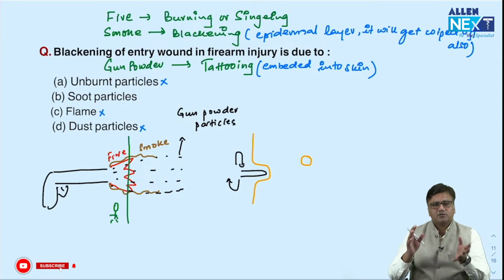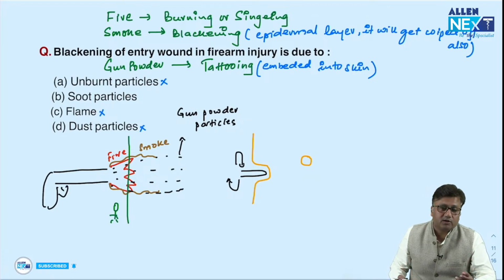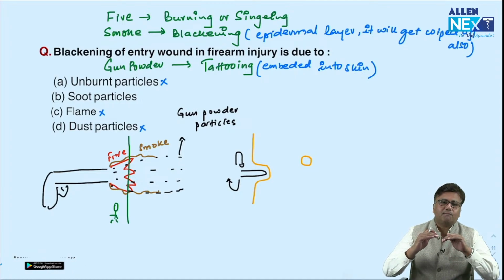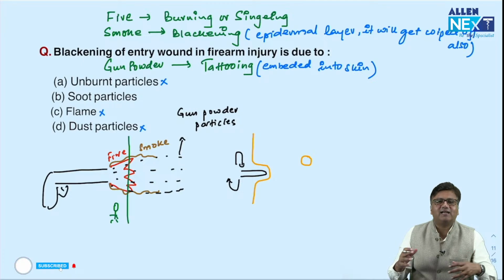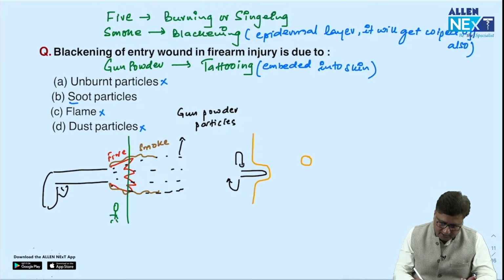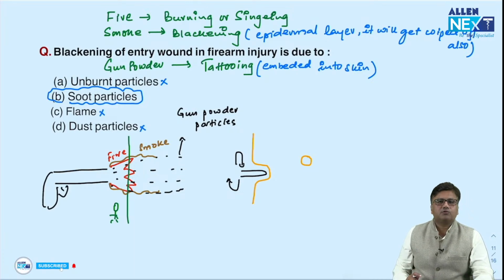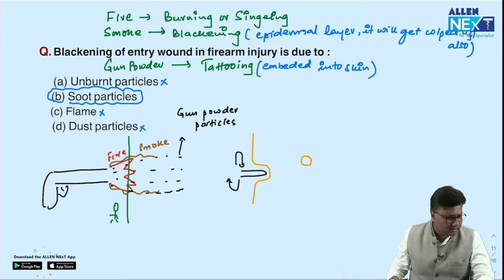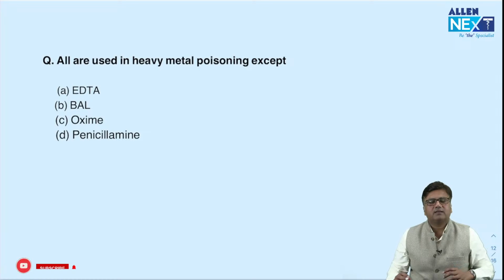Okay, so the choice was not directly given as smoke, but a lot of students said it was not smoke, it was soot particles. Soot particles are basically the black smoke that generates when there is burning of a flame. So the correct answer here is soot particles, smoke, simple, right? Okay. Now let's see the next question.